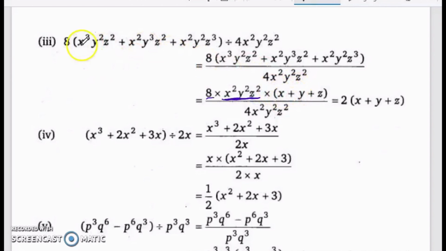So what remains is, in the first term x will remain because here it is x cube. Here y will remain in the second term and here z will remain. So it will become like this, x plus y plus z divided by, the denominator will be written as it is. Now you can cancel out the common factors here, x square and x square, y square and y square, and z square and z square. And 4 and 8 I can cancel. So this will be the answer.